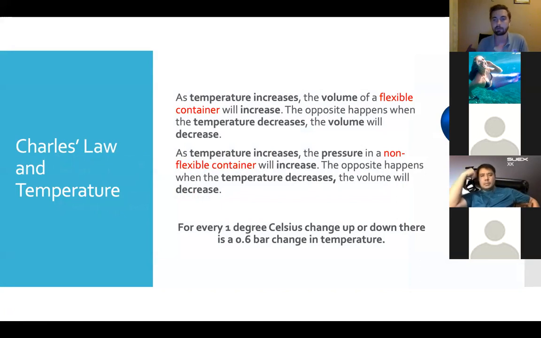So as temperature increases, the volume of a flexible container will increase. And the opposite is going to happen when the temperature decreases, so the volume will go down. You can think of anything that is talking about a flexible container in any sort of PADI questions as a balloon. And if it's saying inflexible container, you want to picture a scuba tank. And for every 1 degree Celsius change, up or down, there's a 0.6 bar change in pressure.